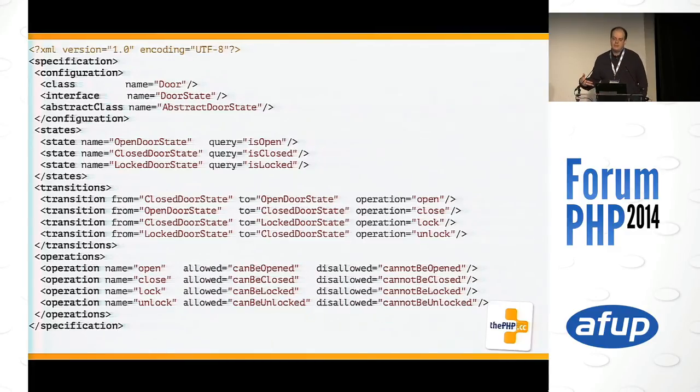So in this XML document, we capture the information about the domain logic about our door. We have the three states, the open door state, the closed door state, and the locked door state, and we specify or configure what we want the query methods to be named. So for the open door state, we want the method to be called isOpen, for closed, isClosed, and for locked, isLocked, and so on. We define the allowed transitions, so we can go from closed door to open door by using the open operation and so on. And finally, we also provide a little bit more information about the four possible operations, which is open, close, lock, and unlock, so that we can automatically generate methods with meaningful names like can be opened and cannot be opened.